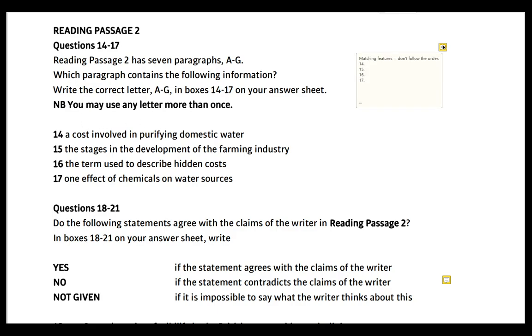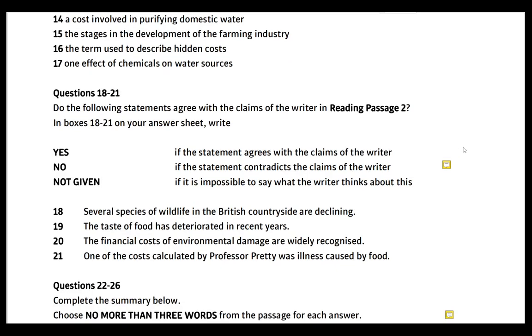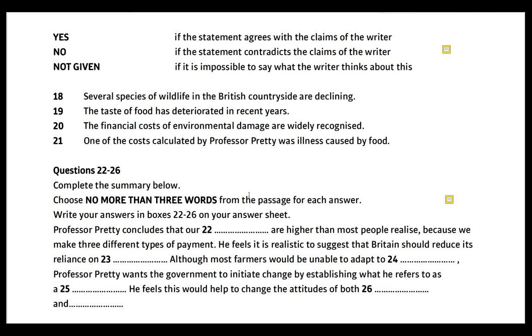They don't always follow the order, because we have to find a feature that is mentioned within the paragraph. Whereas in yes, no, not given, they pretty much always follow the order, which means if you find the answer for question number 18, then the other three successive question statements could be found right after the previous question. This is followed by a summary completion.